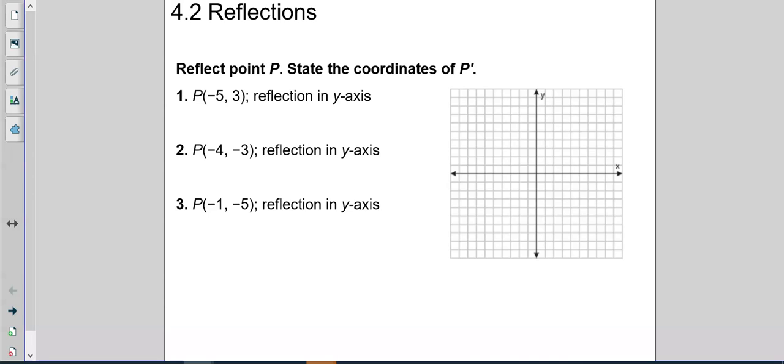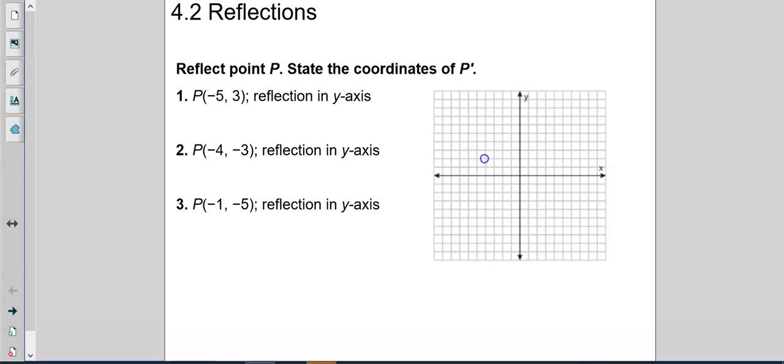All right. So (-5, 3). We're going to go left 5, 1, 2, 3, 4, 5, and up 3. And I did it again. Did not take my pen. Let's try this one more time. Left 5, 1, 2, 3, 4, 5, up 1, 2, 3. Okay, that's P.